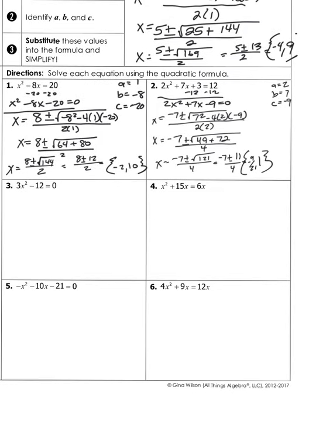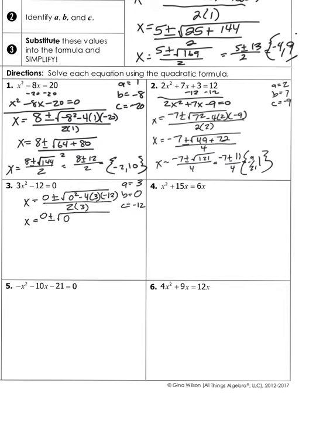Number 3. Number 3 is already in standard form, but it's a little bit different because one of the terms is missing. The b term is missing. So b is going to be 0, a is 3, c is negative 12. And we'll go ahead and set up our equation. x equals 0 plus or minus the square root of 0 squared minus 4 times 3 times negative 12, all over 2 times 3.